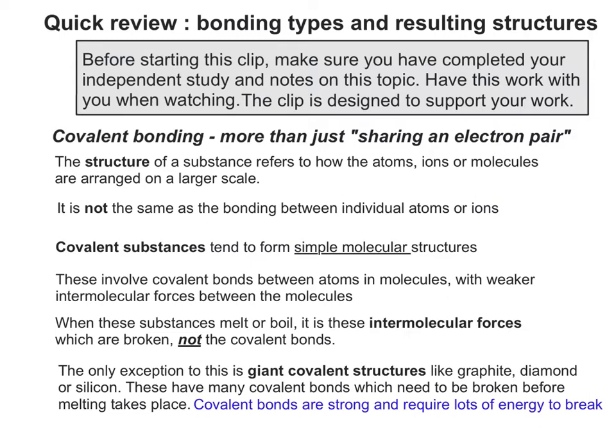The only exception to this would be giant covalent structures such as graphite, diamond or silicon. These have many covalent bonds which need to be broken before melting occurs. So covalent bonds are strong, so they require lots of energy to break.